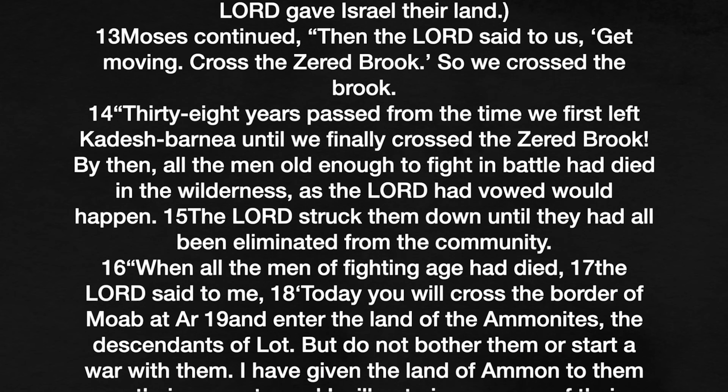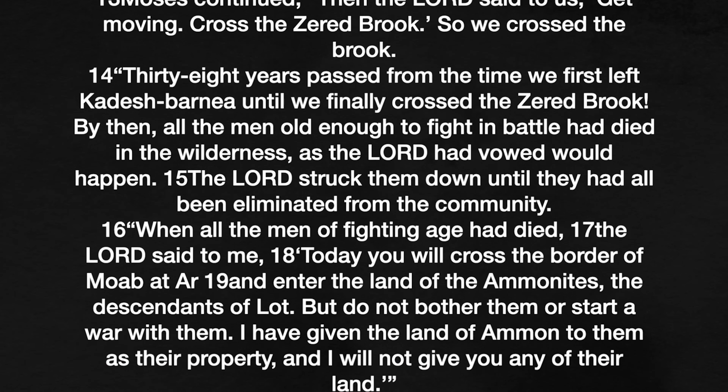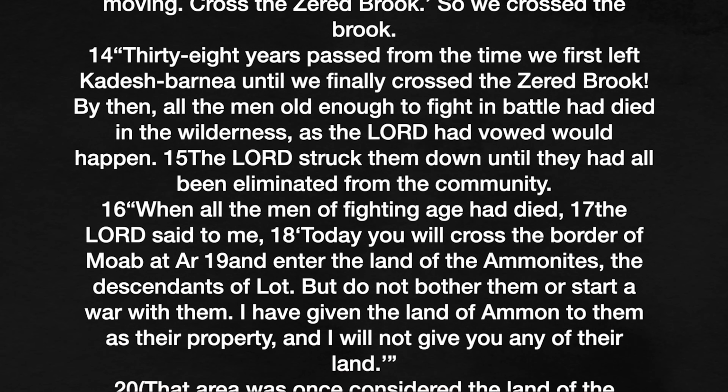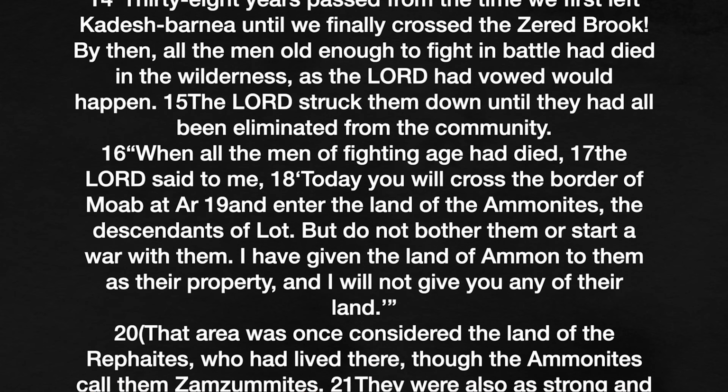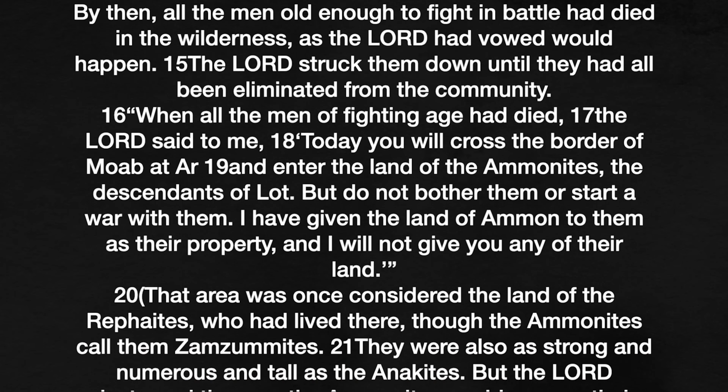When all the men of fighting age had died, the Lord said to me, 'Today you will cross the border of Moab and Ar, and enter the land of the Ammonites, the descendants of Lot. But do not bother them or start a war with them. I have given the land of Ammon to them as their property, and I will not give you any of their land.'